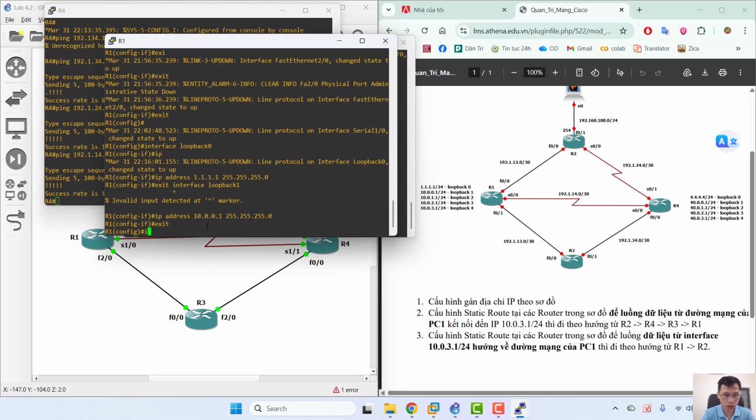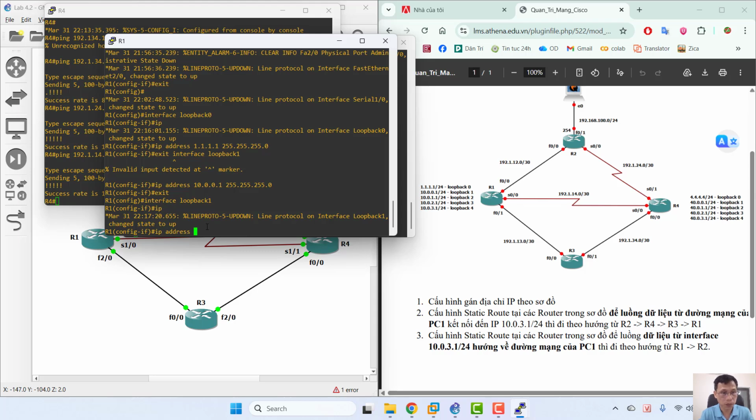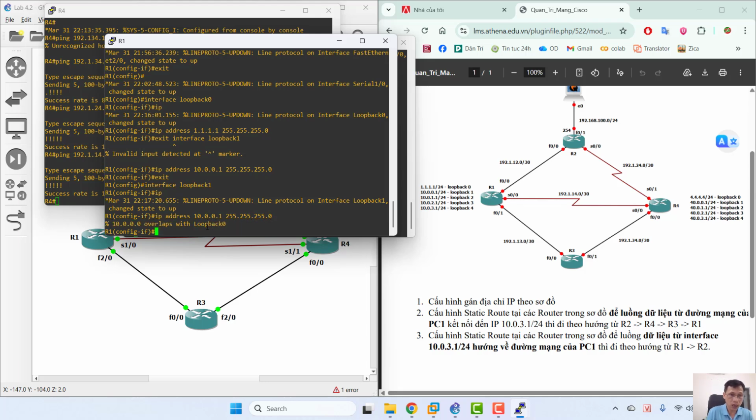Interface loopback 1, IP address 10.0.0.1, 255.255.255.0. Okay, I set up loopback 1 already.